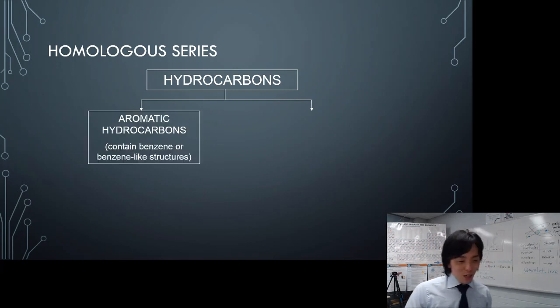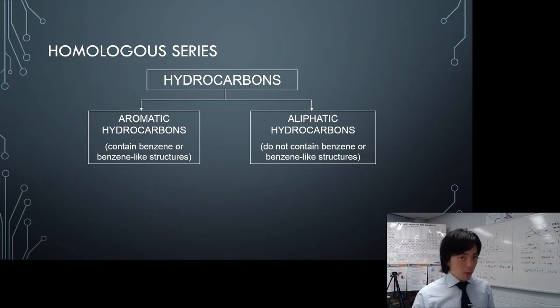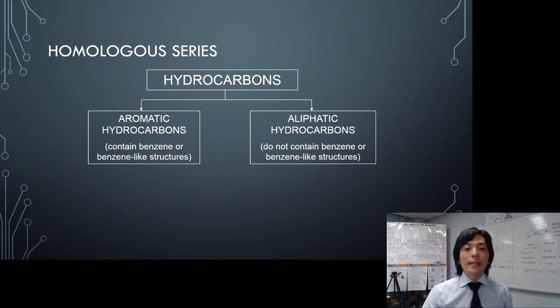Anyway, hydrocarbons can be considered aromatic hydrocarbons if they have a benzene-like structure: 6 carbons connected in a ring structure with a double bond in every second carbon. We're not going to really talk about that, because what you have to focus on this year is aliphatic, non-aromatic ones. They don't contain benzene.